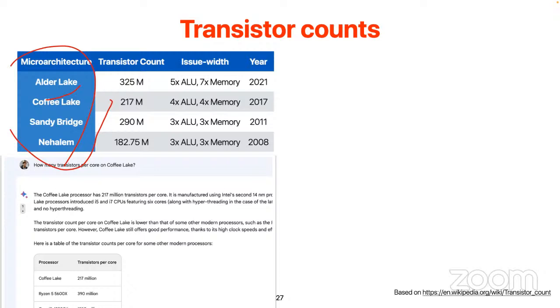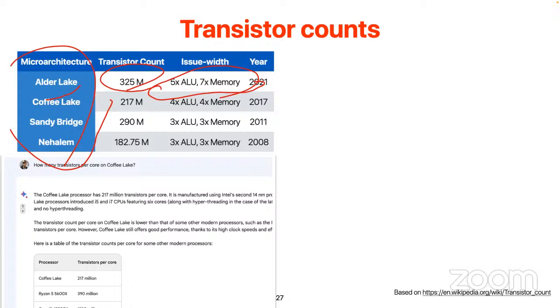But from this table, you can see the latest generation is right now called Raptor Lake, but Raptor Lake is actually a tweak. Intel has the tick-tock, so it is actually the tock for Alder Lake. It's essentially the same as the Alder Lake processor. For the Alder Lake processor, we have about 3.25 million transistors, and with that you can build a 5-issue ALU pipeline plus a 7-issue memory pipeline.